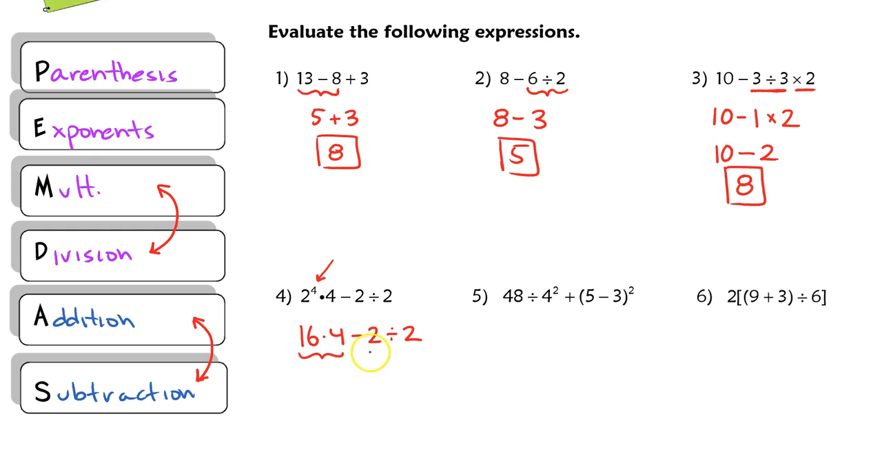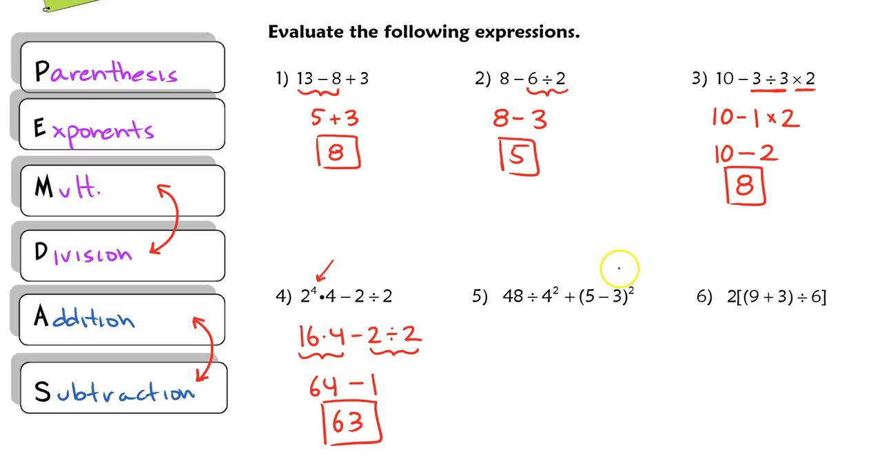That's the last thing I want to work on, and I have another division. So I'm going to work on this from left to right. First I'll work on that multiplication. 16 times 4 gives me 64. I'm going to drop down that minus sign, and then I work on 2 divided by 2. 2 divided by 2 is 1. So in the end, I'm just going to type 64 minus 1 into my calculator to get 63.